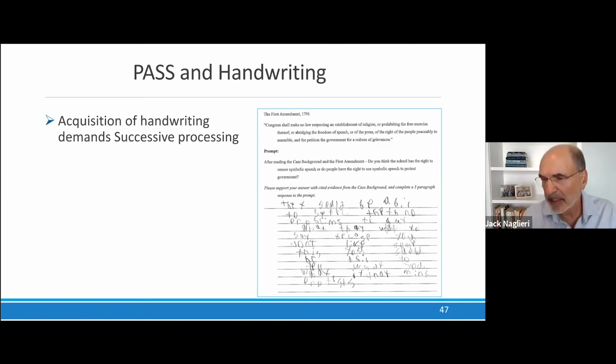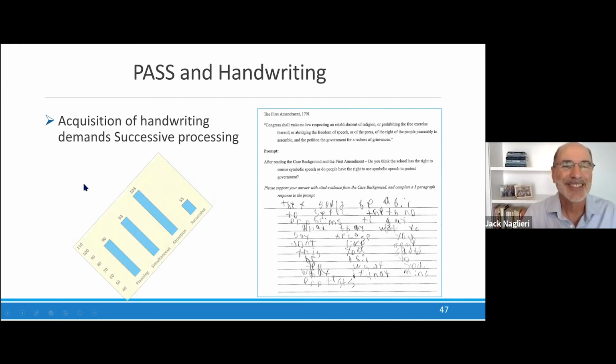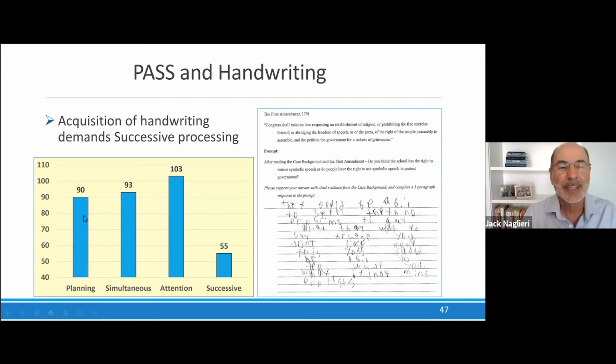And all of a sudden, a couple of these teachers said, wait a second, we have here on our computer his PASS scores. Let's look them up. And I was thinking, oh man, I hope it comes out right, you know? Well, it sure did. Look at this: 90 in planning, 93 simultaneous, 103 attention, 55 on a successive processing scale.